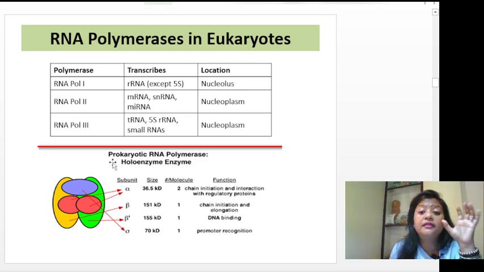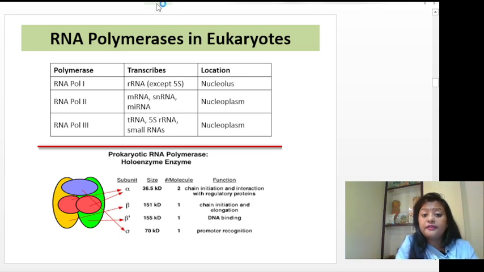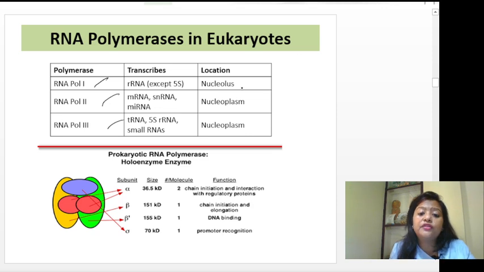Now, what are the polymerases involved in the eukaryotes and prokaryotes? So you can see in the eukaryotes part at the top that there are 3 RNA polymerases: Pol 1, Pol 2, and Pol 3. Pol 1 will transcribe only rRNA, but not the 5S. Okay, and RNA polymerase 2 will be transcribing mRNA, snRNA and miRNA, and RNA Pol 3 will be transcribing tRNA, 5S RNA, and small RNAs. For location, you can see RNA polymerase 1 is in the nucleolus, and the other two are in the nucleoplasm.